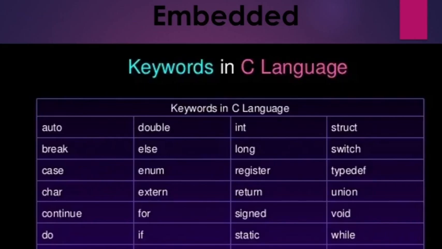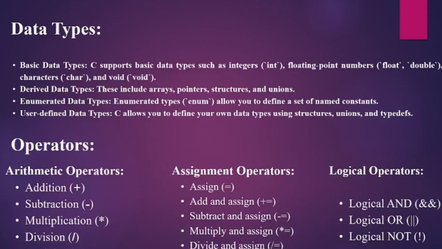Some of the keywords used in the C language are auto, break, case, char, continue, do, default, double, else, enum, extern, for, if, goto, int, long, register, return, signed, static, sizeof, struct, switch, typedef, union, void, while, volatile. So these are the commonly used keywords in the C language. Keywords means they are predefined words.